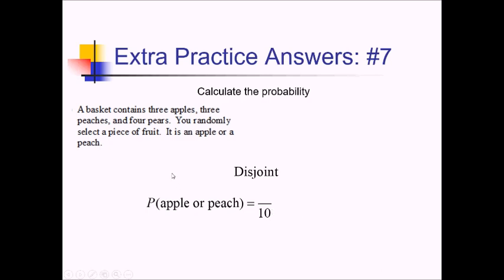And now for the apples, we had 3 of those. So that's a 3 out of 10 chance that you get an apple. Or if we pick a peach, there's a 3 out of 10 chance of getting a peach as well. So adding those together, that's going to be 6 out of 10, which we can now reduce to 3/5.